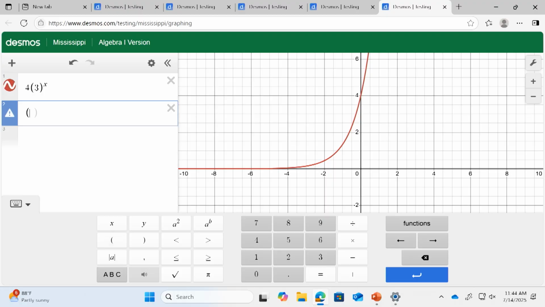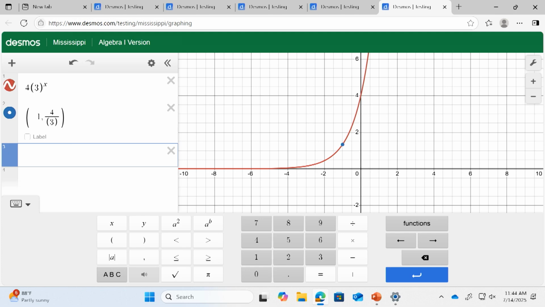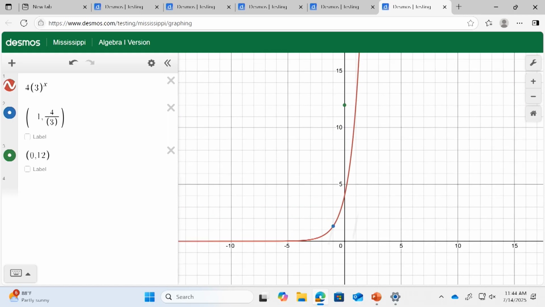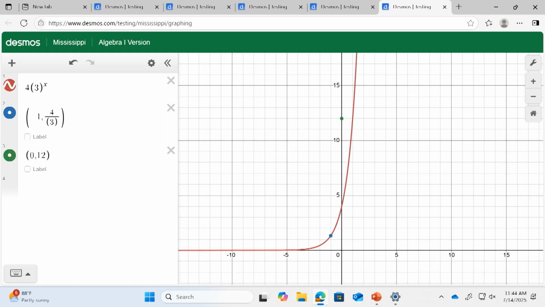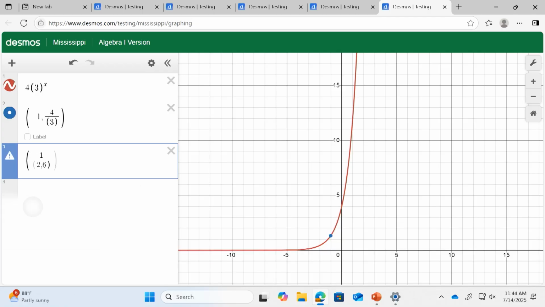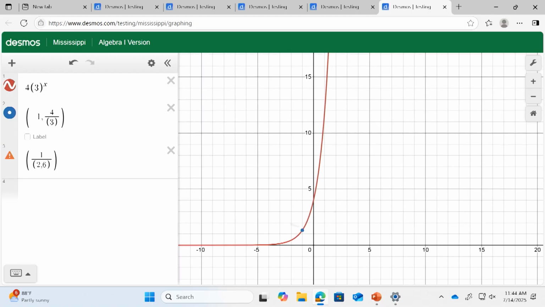Let's see. The first one I had -1, 4 divided by 3. It is on my graph. The next one I had 0, 12. Let's see. It is not on my graph. All right, so then the next one is 1/2, 6. Let's see, 1/2, 6.